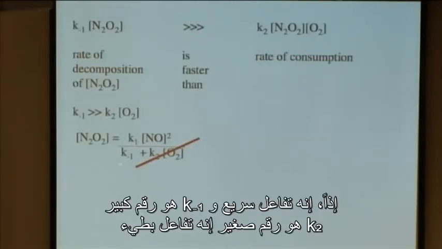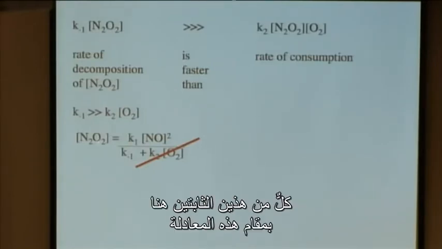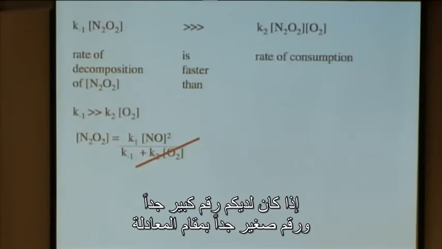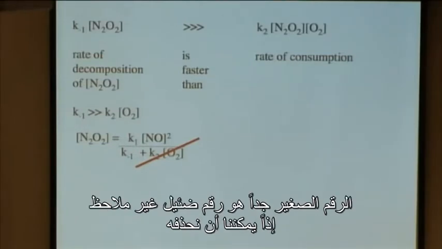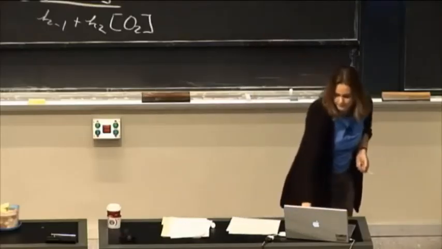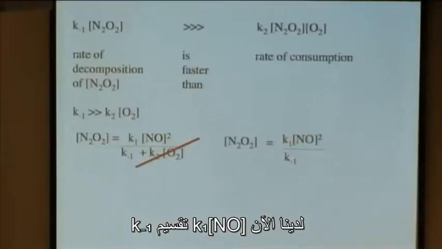So if this is a fast step, that's a big number, k2 is a small number, it's slow. If this is a lot smaller than k minus 1, and these are both appearing in the bottom of the equation here, that allows you to get rid of this term. If you have something really big and something pretty small on the bottom of this equation, the really small thing is kind of insignificant. And so we can get rid of this term. So that allows us to simplify this expression. Now we have k1 times NO squared over k minus 1.